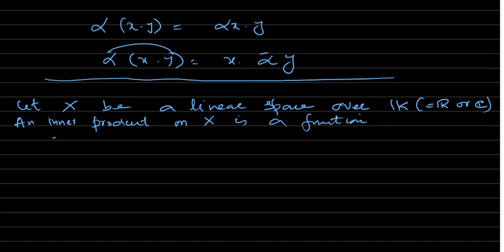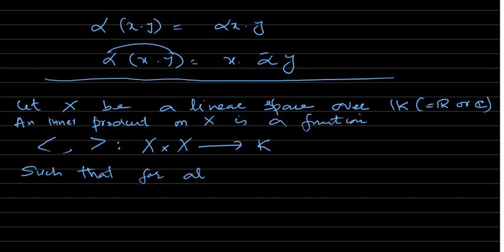An inner product is a function, denoted by this notation, from X cross X to the scalar field, okay? Remember that an inner product is a function. Such that for all x, y, z in the linear space X and k belonging to the scalar field K, we have the following properties.